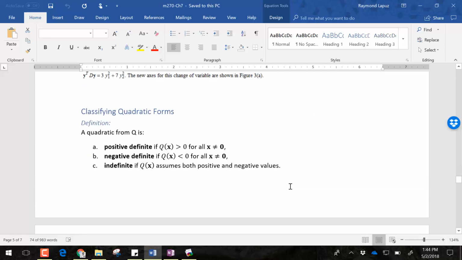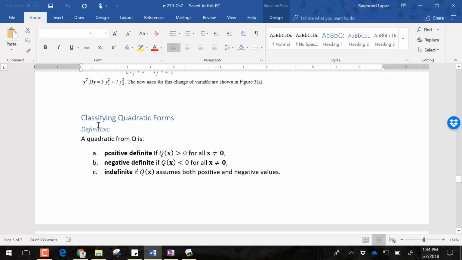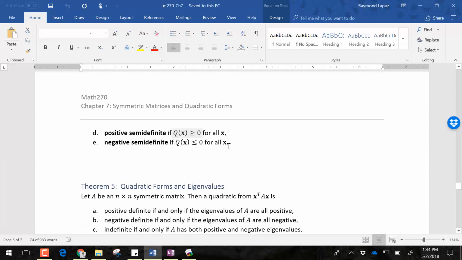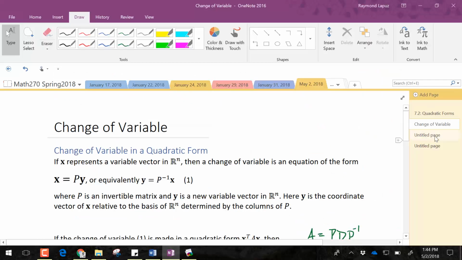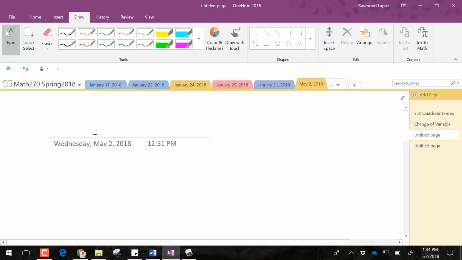Example. Okay, so now let's get to classifying quadratic forms, because remember, one of the motivations, at least, that I felt was kind of important is to figure out the sign of a quadratic form, and that would help people in Calc 3.